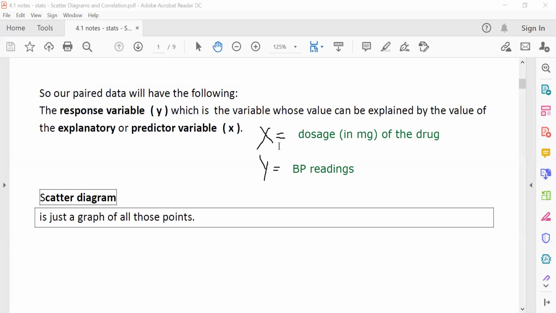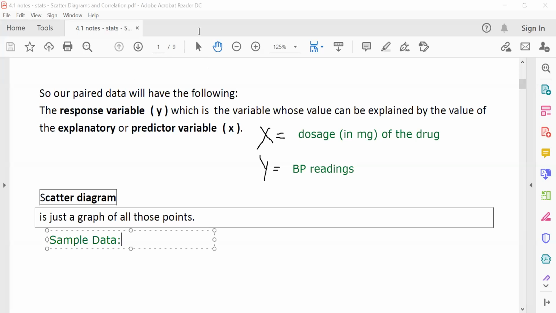And so X would be a predictor variable there. You're predicting Y, the blood pressure reading, based on how much of the drug you're giving a person. You're giving one of these middle-aged men who drive a Corvette, and yep, so you might have some of your sample data look something like this.